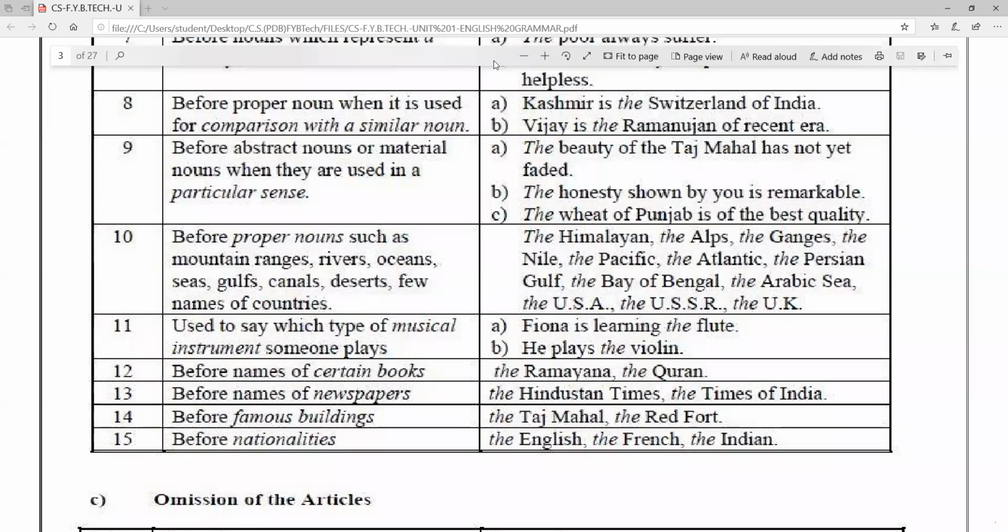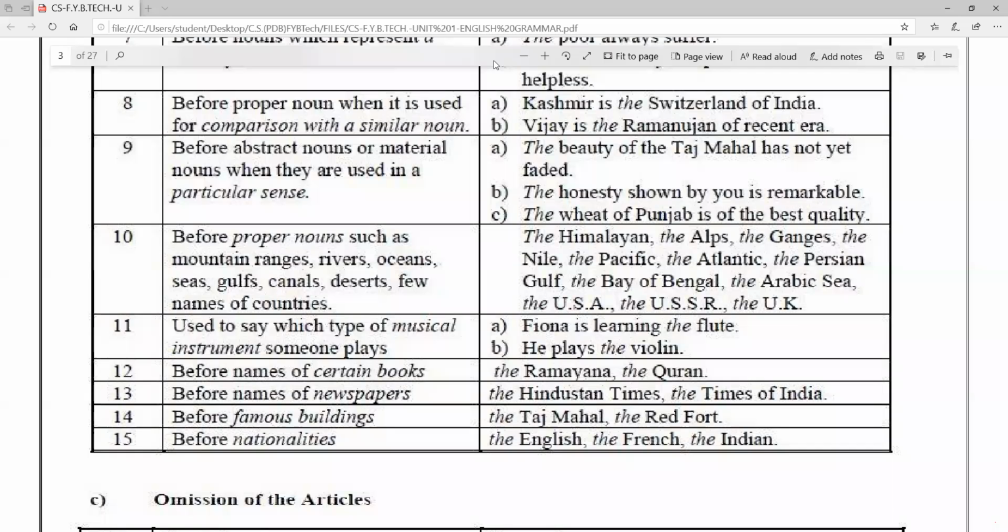Then also before the material nouns we make use of article the. For example, the wheat of Punjab is of the best quality. The wheat of Punjab is of the best quality. So this is also one of the examples.